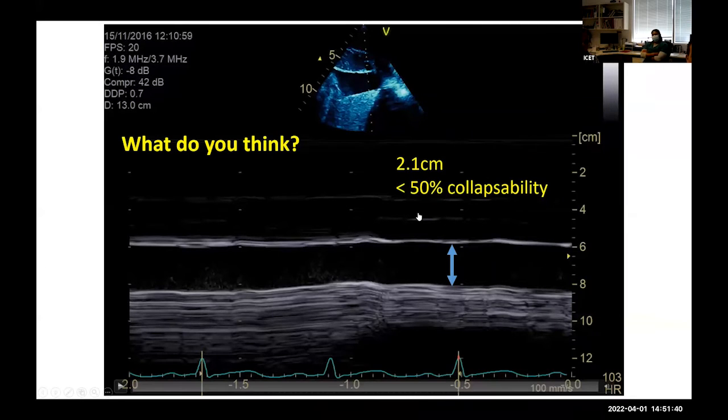2.1 centimeters, less than 50% collapsibility, but he had significant tricuspid regurgitation, so I'd expect a dilated IVC and perhaps less than 50% collapsibility. So it's actually confounded, isn't it? I thought the most likely cause of his right ventricular problems was long-standing pulmonary hypertension, probably secondary to recurrent PEs. So I think he's got an exudative infected pericardial effusion, with sonographic features of tamponade.